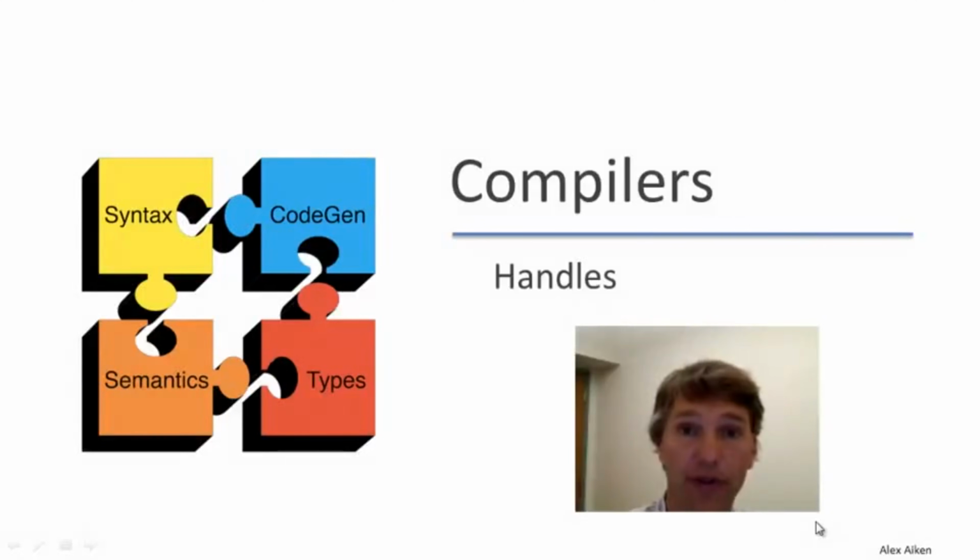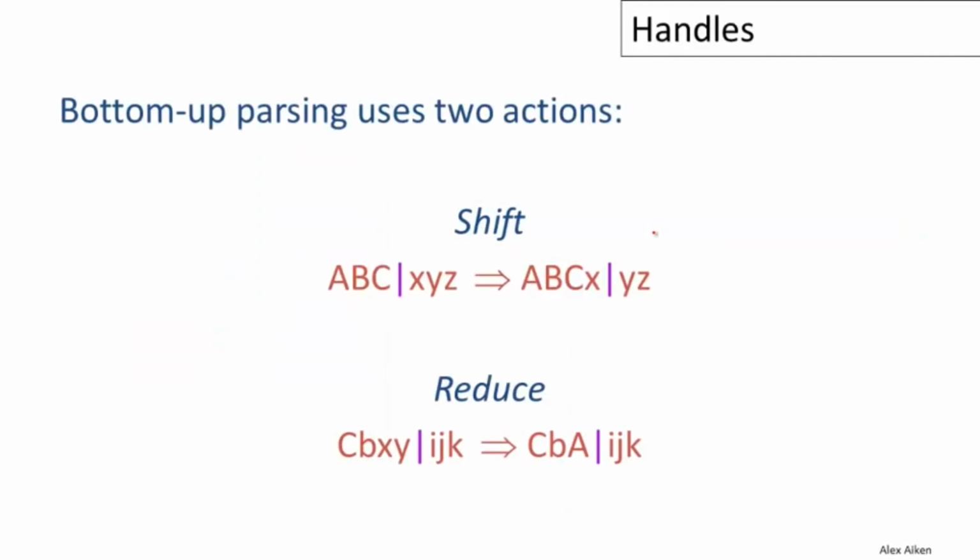In this video, we're going to introduce another important concept in bottom-up parsing, the notion of a handle. To review, bottom-up parsing uses two kinds of actions. We have shift moves, which just read one token of input and move the vertical bar one to the right, and reduce moves, which replace the right-hand side of a production immediately to the left of the vertical bar by a production left-hand side. So in this case, the production must have been A goes to XY.